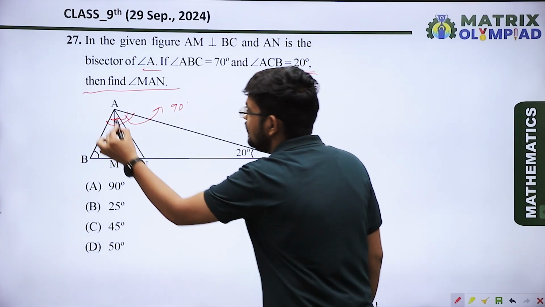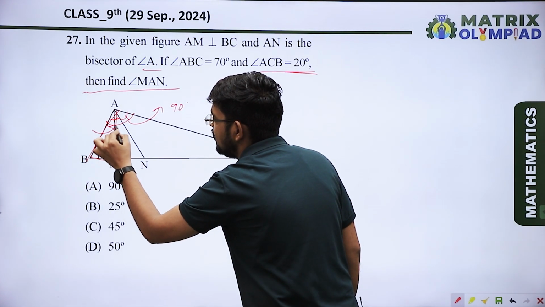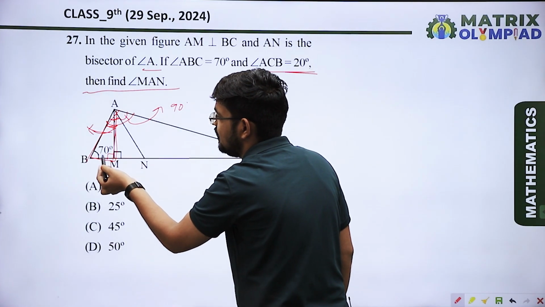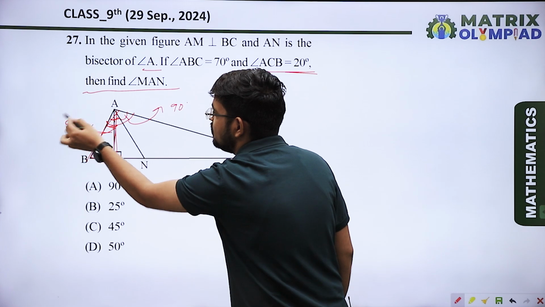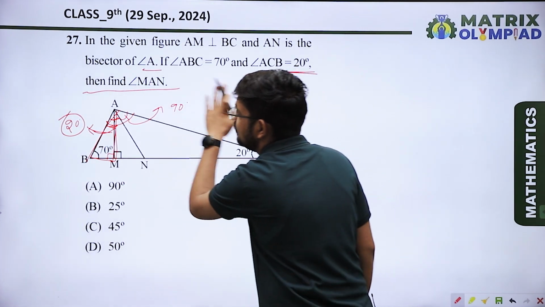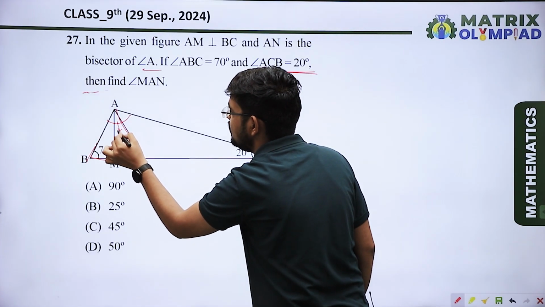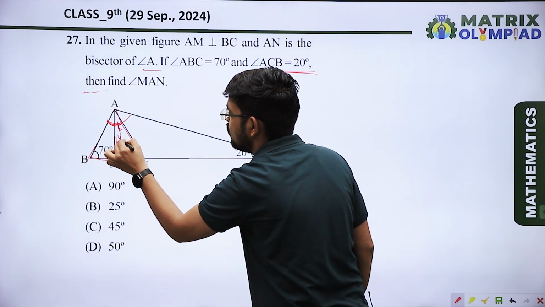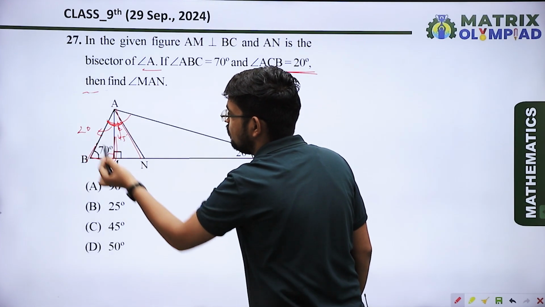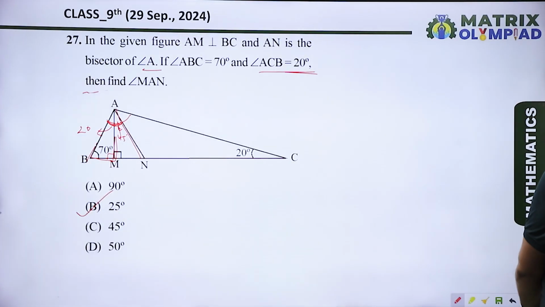And in this triangle, only this angle is, according to the angle sum property, 90, this is 70, so you will get this angle is equal to the 20 degree. Now AN is the angle bisector, so it is total 90, then half of this part is 45. And this angle is 20 degree, so 45 minus 20, that is 25 degree. Option B is the correct answer.